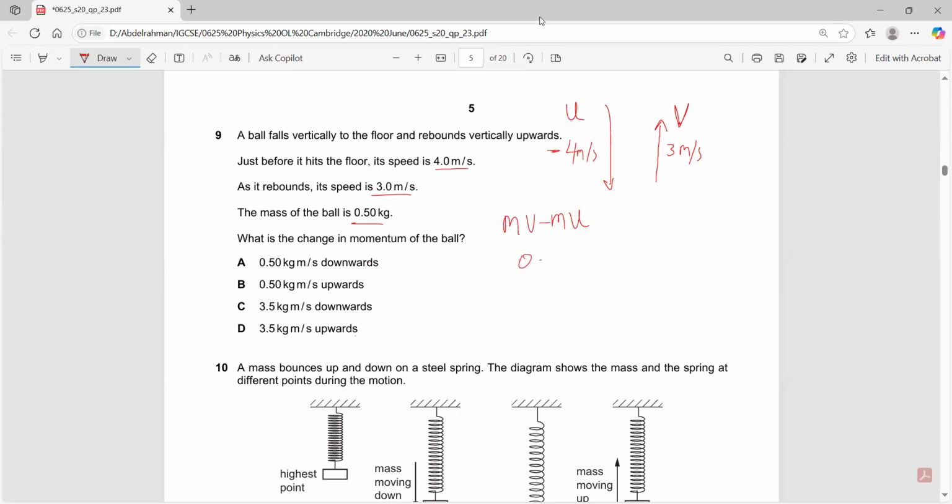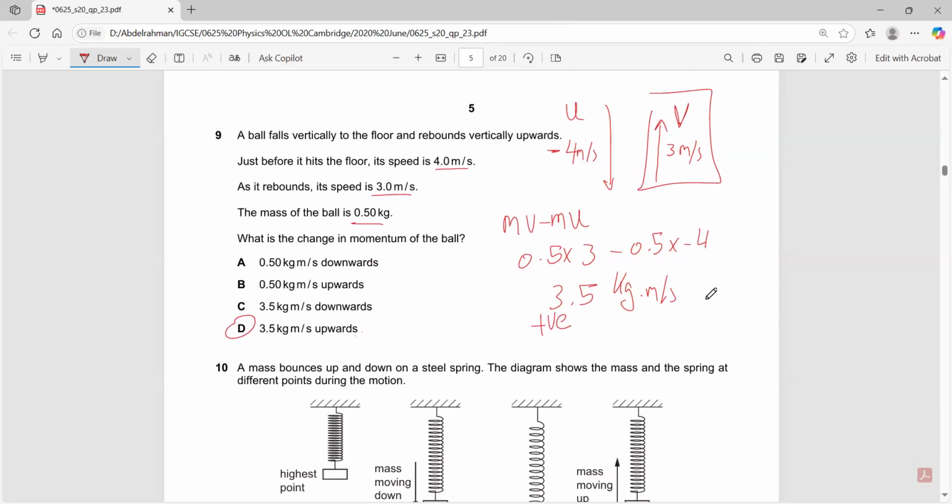So now the mass would be 0.5 times 3 minus 0.5 times negative 4, right? This would give you a total of 3.5 kilograms meter per second. Should it be upwards or should it be downwards? Isn't this a positive value? Yes, it is a positive value, indicating that it is moving in the upward direction, so 3.5 kilograms meter per second upwards, since it's positive.